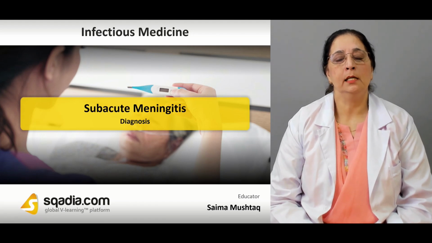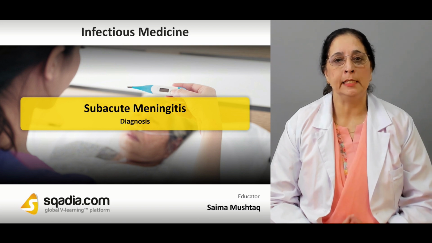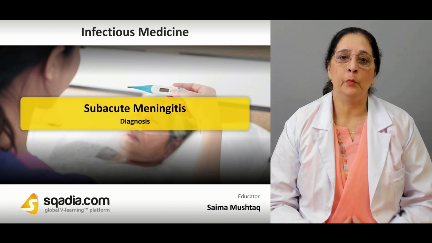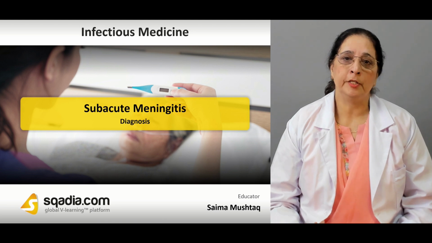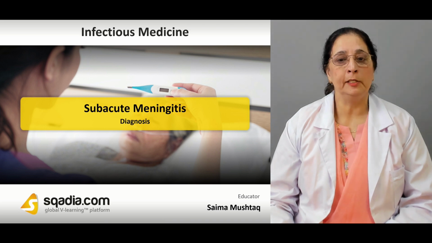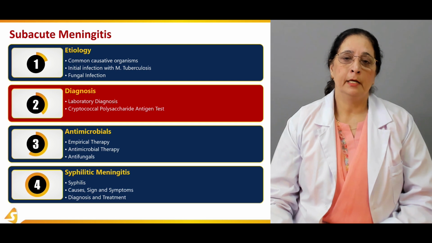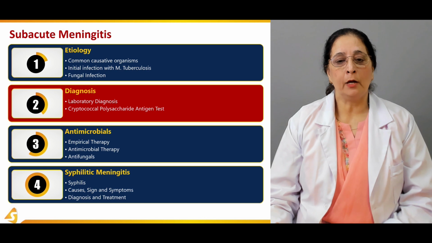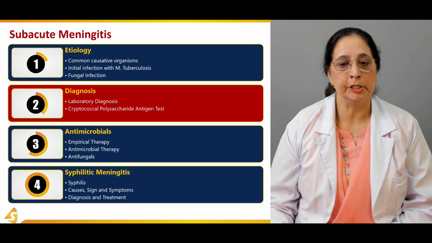So after discussing the causes of subacute meningitis, and in the first section we talked about Mycobacterium tuberculosis and also some fungi which are associated with subacute meningitis. Now in this section we will talk about some lab diagnosis which can be done for the diagnosis of subacute meningitis, and also the cryptococcal polysaccharide antigen test.